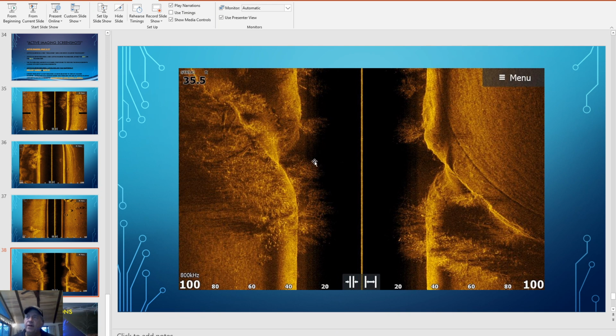All right, again, another active imaging screenshot. You can see again a channel, probably an old river channel with brush all grown up in there. And again, if you focus in on it and you zoom in on it, those white dots right within all that brush are fish.